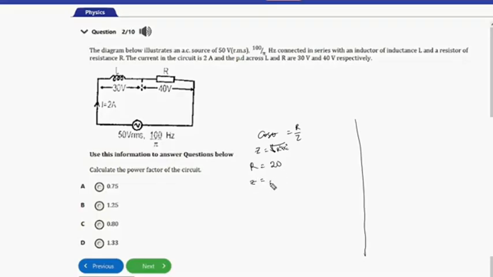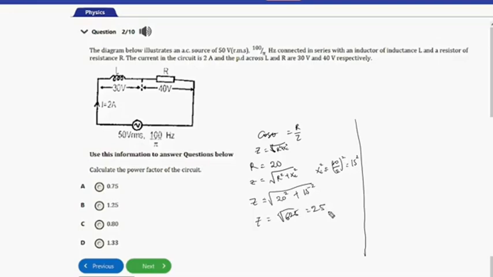So guys, in order for us to get Z here, we're going to have the square root of R squared plus X squared. Actually, it's X sub L squared. So that's the inductive reactance here. If we go ahead and put the values here, R squared is 20 squared, and XL squared is the square of the inductive reactance. In order for us to get the inductive reactance, that will be the voltage across the inductor over the current here. So that will be 30 over 2, and that's 15. So in this case, we'll have 20 squared plus 15 squared, all in square roots. So that's square root of 625, and that's 25.